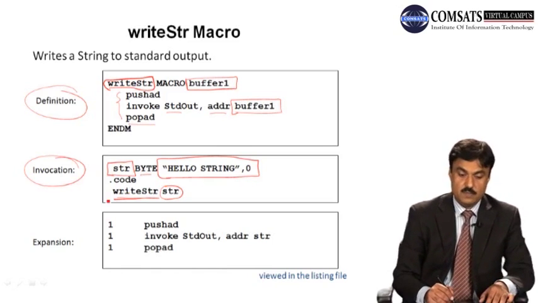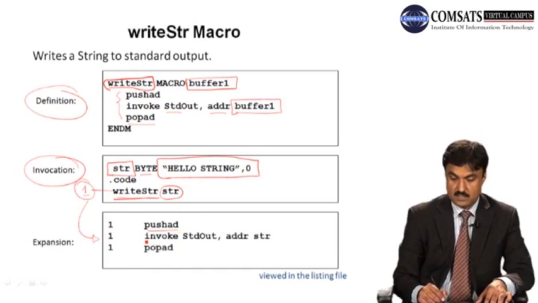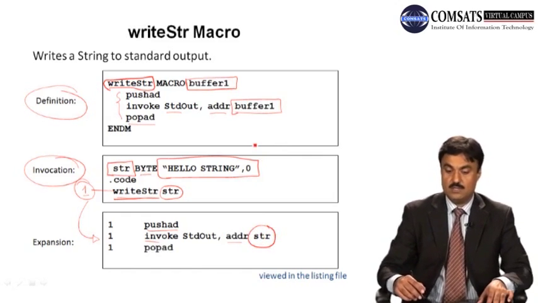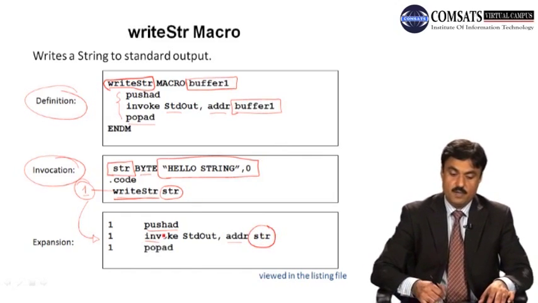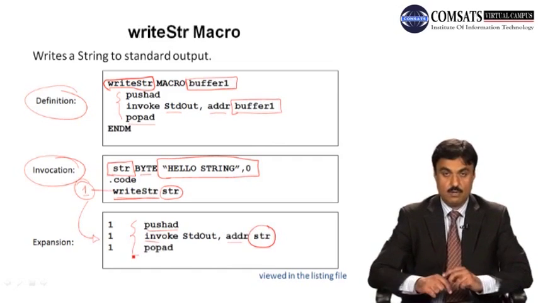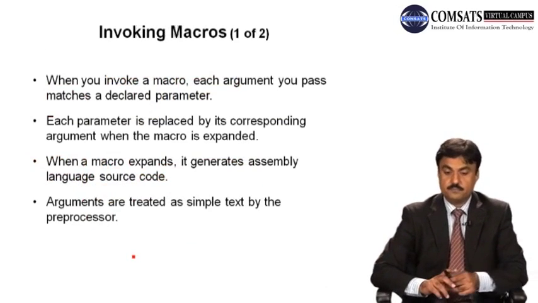So here you can see at this place, for example, this is statement number 1. At this place, this code will be replaced. The push AD will be replaced as it is, then invoke stdout and address. You can see here that buffer1 is replaced with str and so on, and then pop AD. So all these 3 instructions will be substituted where you are calling or invoking the macro.